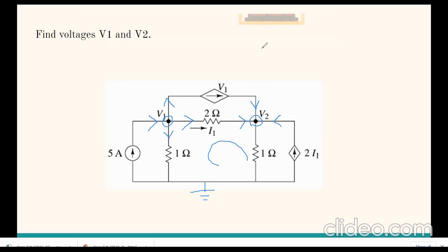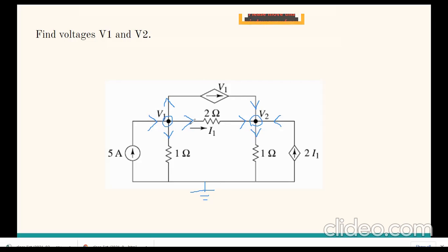The one left out is this 1 ohm resistor, and it is connected between node 2 and the ground, or the reference node. So obviously the direction of current flow will be from node 2 to ground. In this way we have given all the reference directions. Now we will have to apply KCL at the nodes.